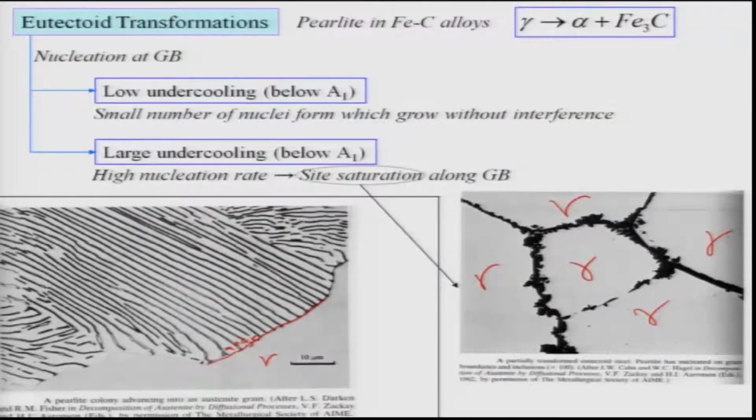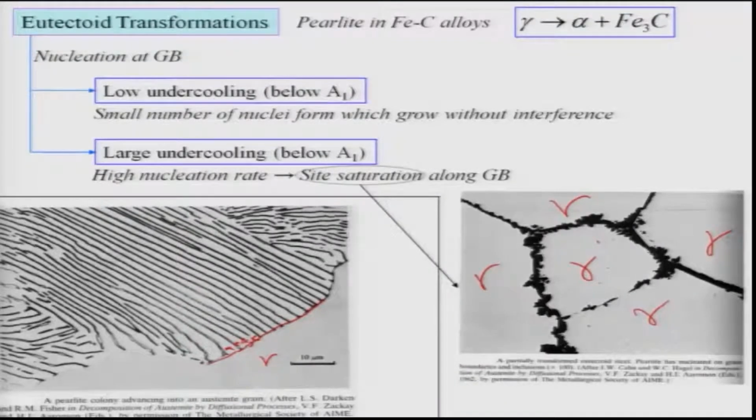Then these colonies grow inside the grains. Nucleation can also happen within the grains, if there is a compositional inhomogeneity or some defect structure present, like dislocations, voids or vacancies. It is possible, but preferentially nucleation happens along the grain boundaries, grain edges and grain corners. That is one important aspect.